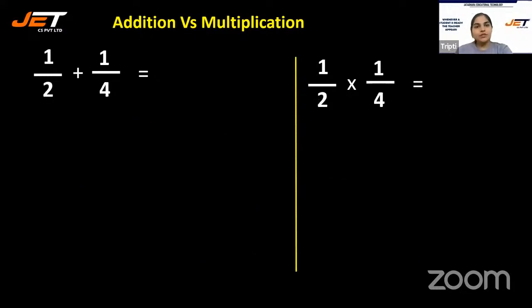Let's go on to the next question. Sum of 1 by 2 and 1 by 4. And here on the right side, it's product of 1 by 2 and 1 by 4.